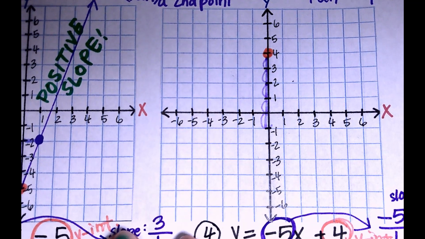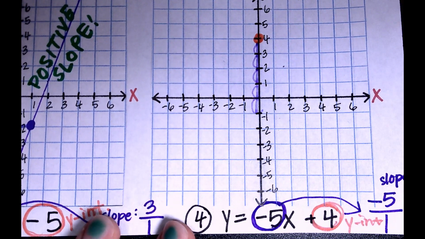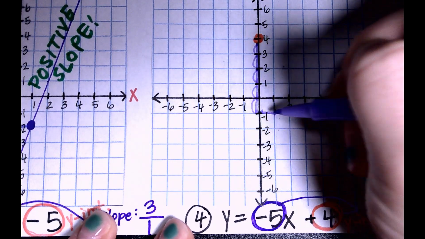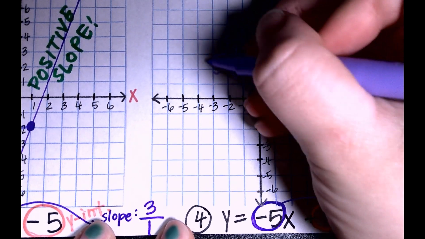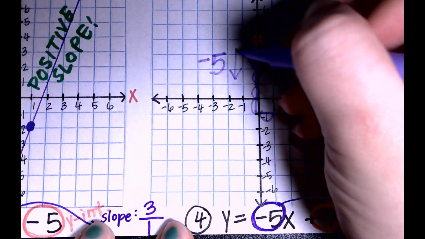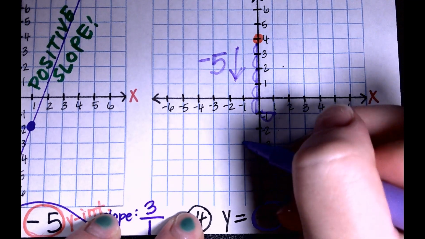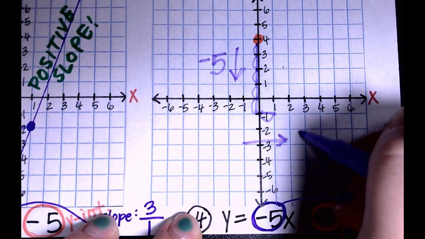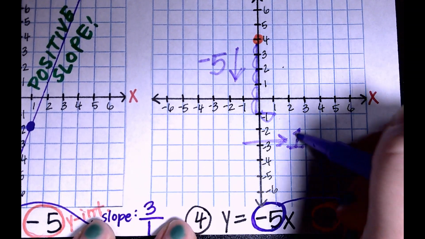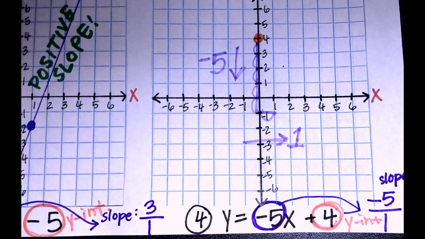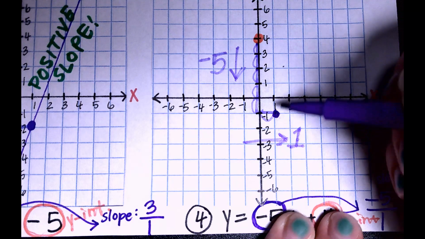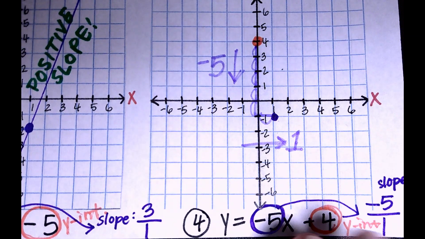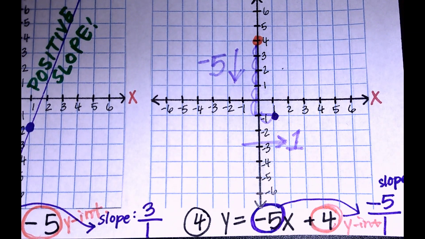Then what? Over 1. Always to the right. So I went down 5 because my slope tells me that it's negative 5 over 1. And where we ended up was right here at 1, negative 1 for our second point.